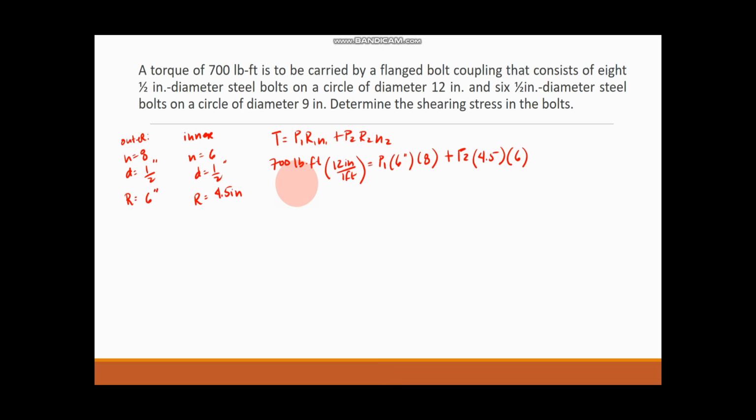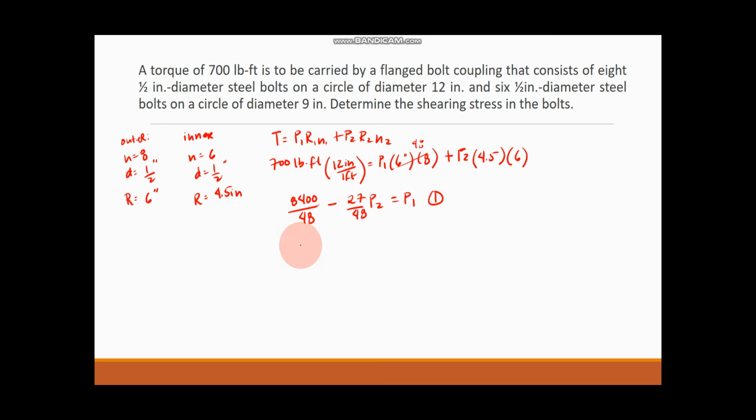Therefore, convert natin yung P1 in terms of P2. So it is 8,400 divided by 48, minus 4.5 multiplied by 6 is 27, all over 48 of P2, is equal to P1. So this would be our equation number 1.